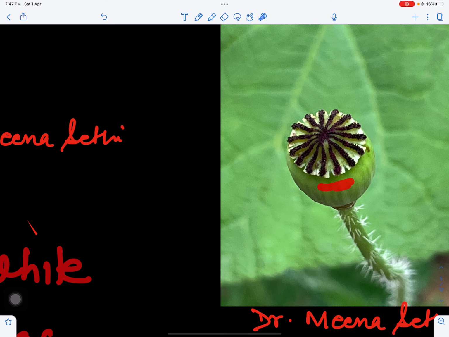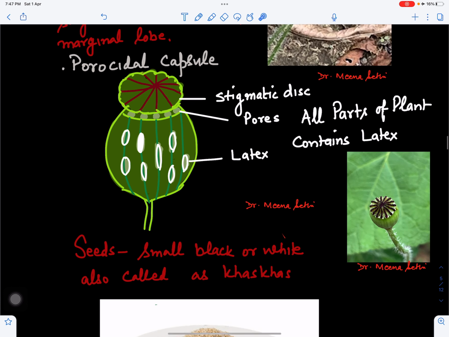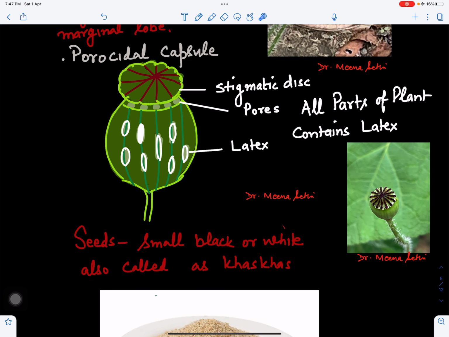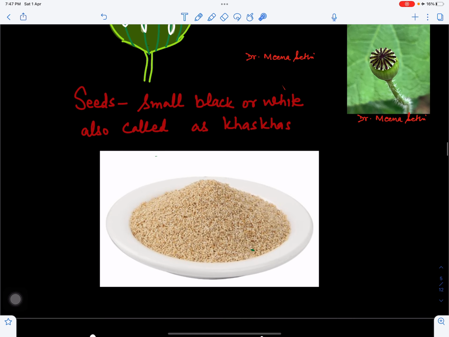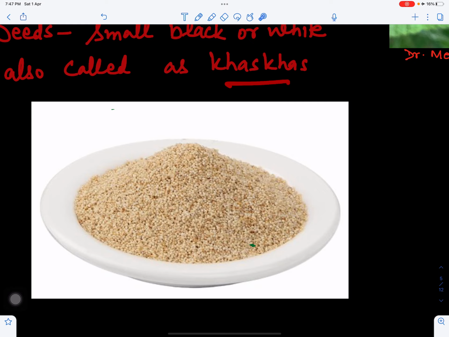And this is its lower part, which is globose in shape. So the fruit is a capsule, large, globose, and stalked because it has a stalk. And this is topped by a persistent stigmatic disc with deep marginal lobes. So this is about the fruit of the poppy. Now if we see seeds, they can be black in color or they can be white, called khaskhas. We can see here, this is the khaskhas.